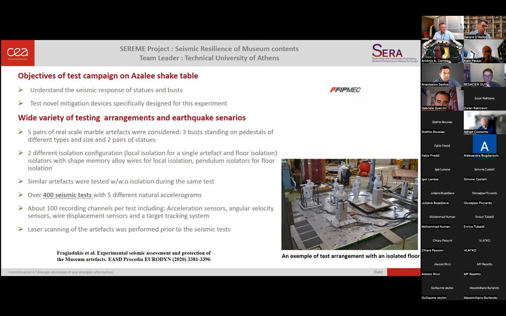It was a huge test campaign, up to 400 seismic tests with different excitations. We applied tests on pairs of wheel scale marble artifacts, busts on pedestals and pairs of statues. The total amount of channels we had during the test was around 100 different channels: acceleration, angular velocity sensors, displacement sensors, and so on, and also laser scanning of the artifacts.